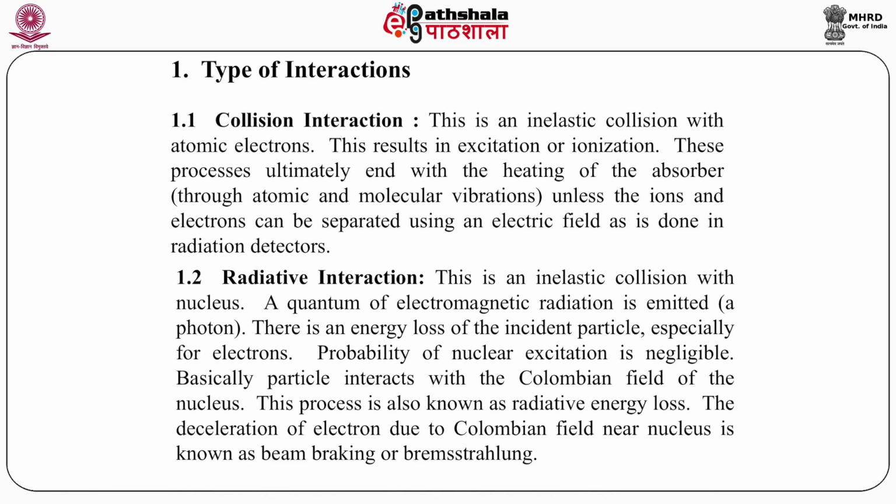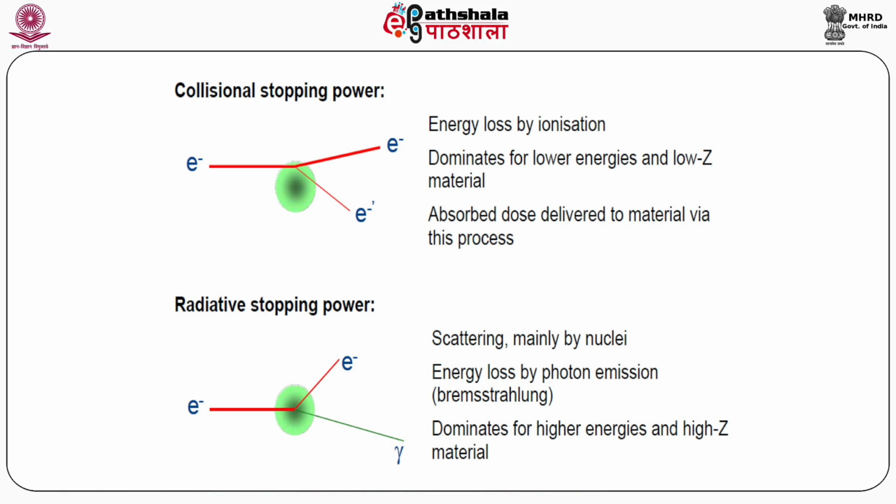When high energy electrons interact with the target and X-rays are generated, these are radiative interactions. Now this figure shows the two types of interactions. One is collisional interaction and the second is radiative. Now, regarding stopping power, this is showing two different stopping powers.